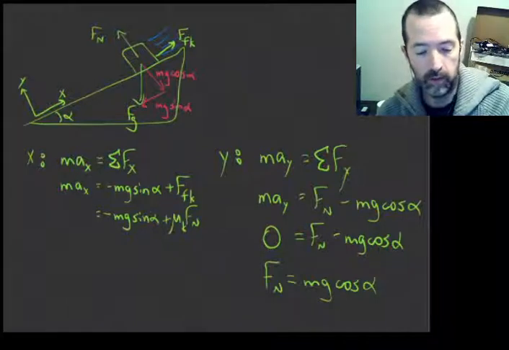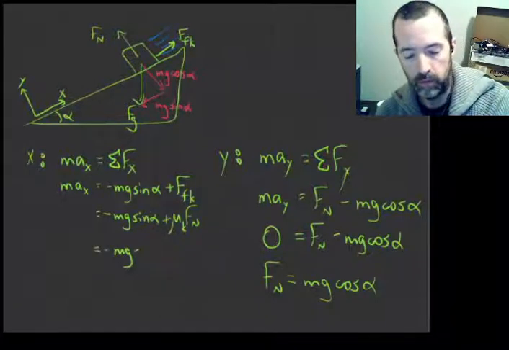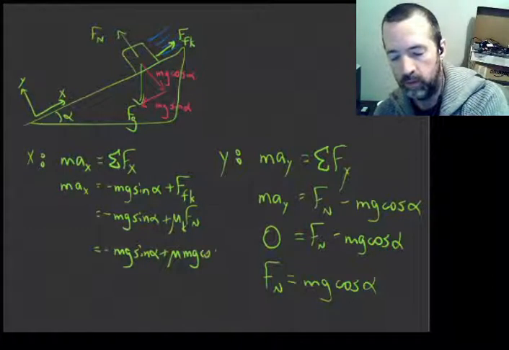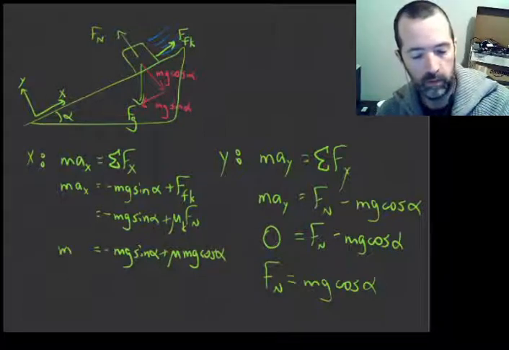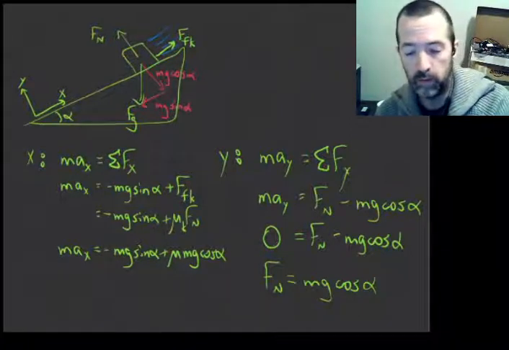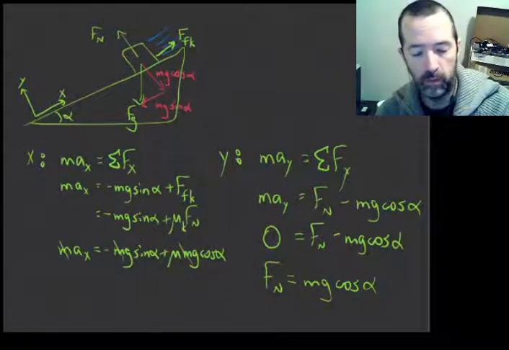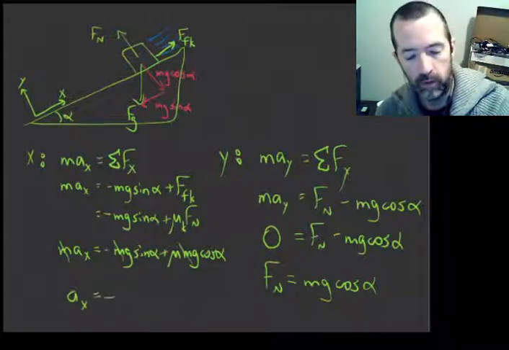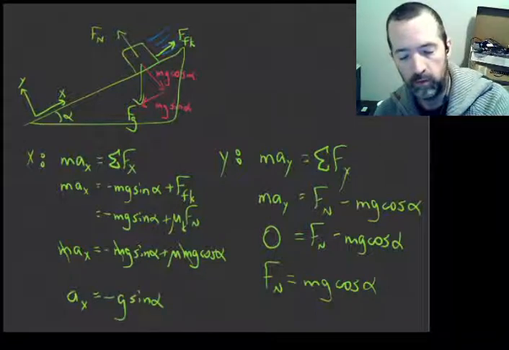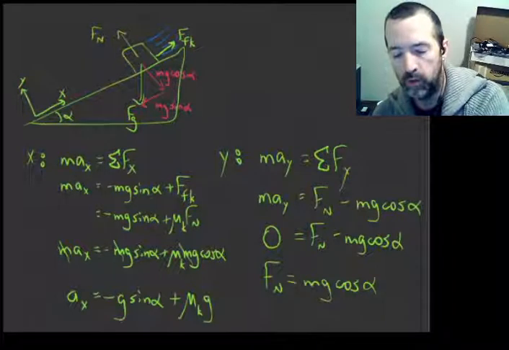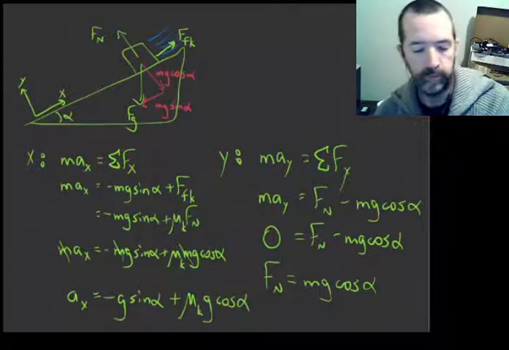So if I stick that into the x direction, conveniently, there is a mass in each term again, so that's nice. And the acceleration this time is negative g sine alpha plus, I should put a k subscript on my mu, sorry about that, plus mu k g cosine alpha.